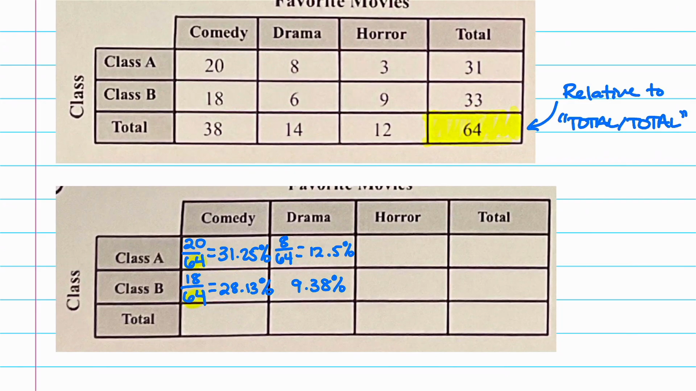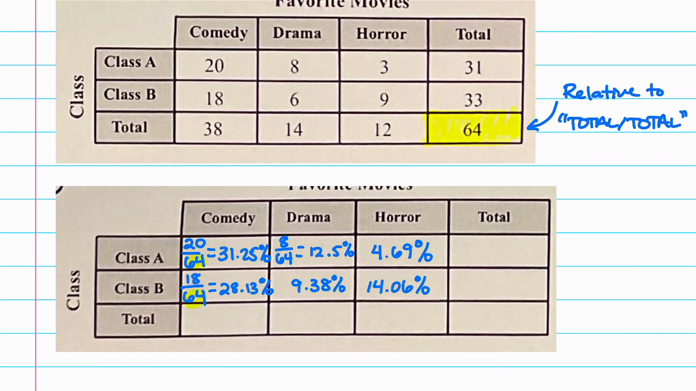All right, so take a minute, go ahead and try to figure out what this one's going to be. I'm going to take the 3 divided by 64 on my calculator, go ahead and hit enter. And if you did it correctly, you should end up with 4.69%. Remember to move that decimal 2 times to the right and to round to the nearest hundredth. How do I get the next one? I'm going to take this 9 and I'm going to divide it by 64. 9 divided by 64, hit enter on your calculator. You should end up with 14.06%.